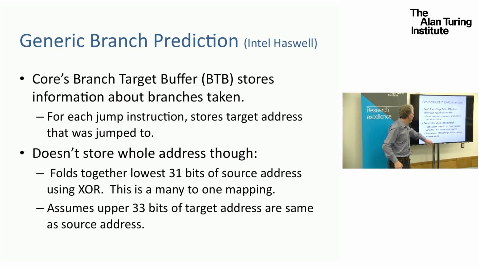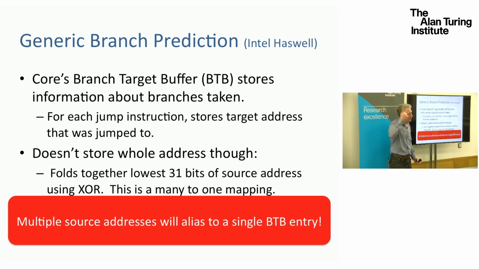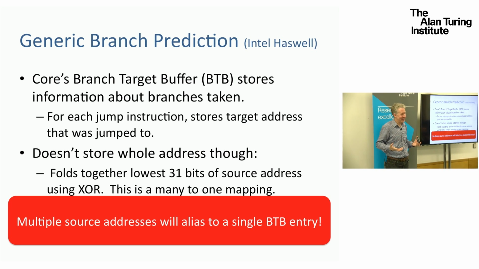So if the branch target buffer actually totally stored the source address and the target address and stored those unambiguously, there wouldn't be a problem here. But it doesn't. They took some shortcuts in how to do this, to minimize silicon and make it go fast. So instead of storing the whole address, it only stores information about the lower 31 bits of our 64-bit address. And it folds together those lowest 31 bits using an XOR function. It's kind of a hash function. What this means is that multiple jump locations in the code will alias to the same buffer location that stores where you're going to go to. Can you see where this is going?